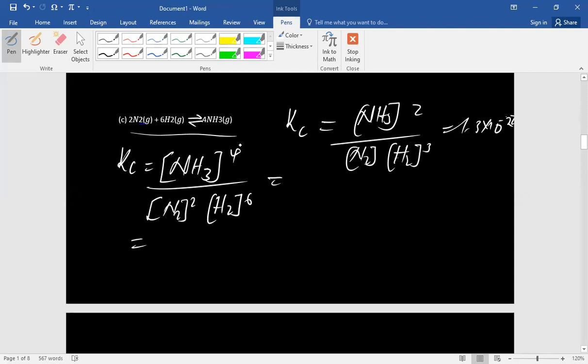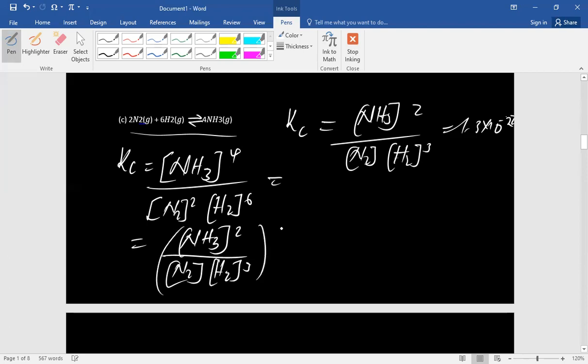So from 2 to 4, it means we multiply by 2. And 1 to 2, it means we multiply by 2 again. From 3 to 6, it means we multiply by 2. So all these are being multiplied by 2. Hence, we can write this as NH3, N2, and then H2 to the power 3, and then everything to the power 2. So that 2 times 2 is 4, 2 times 1 is 2, 2 times 3 is 6.